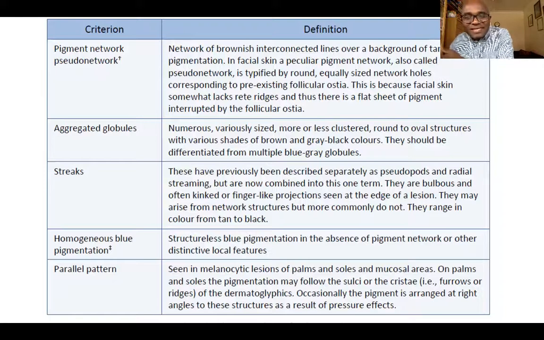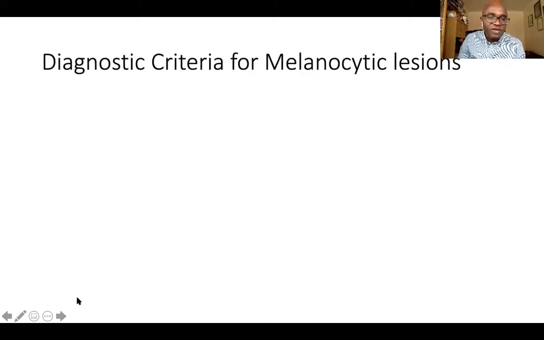Then you go to the second step, where you distinguish whether the criteria are in a regular pattern or an irregular pattern. Therefore, is it a benign melanocytic nevus or a melanoma? So that is the whole idea. But the first step is, has it got any of the 5 criteria? If yes, then it is a melanocytic lesion. We'll come to the second step later on. So this is just for you to do that.